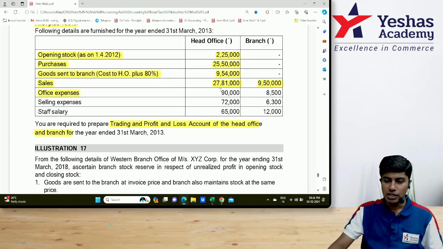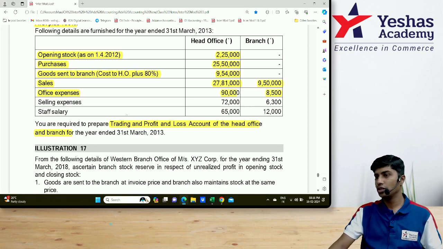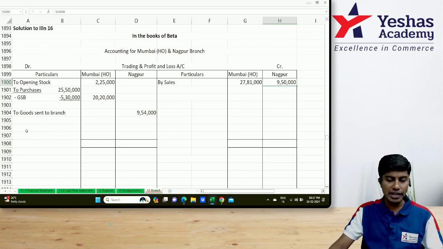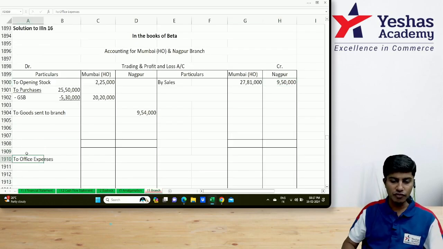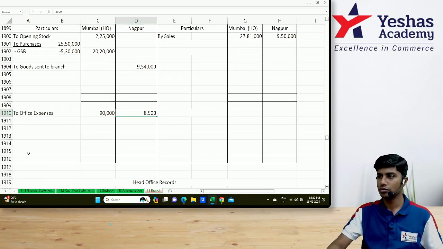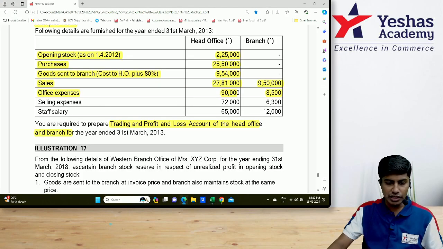Office expenses 90,000 at head office, 8,500 at branch. So I'll write it in my P&L account. Office expenses 90,000 at head office, 8,500 at branch. Got it? What is it after that?